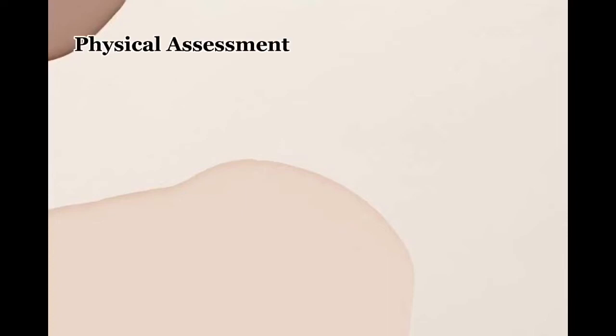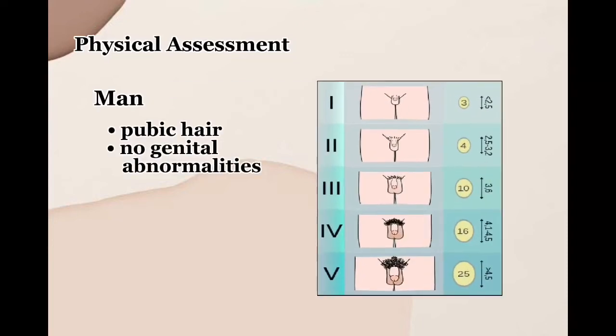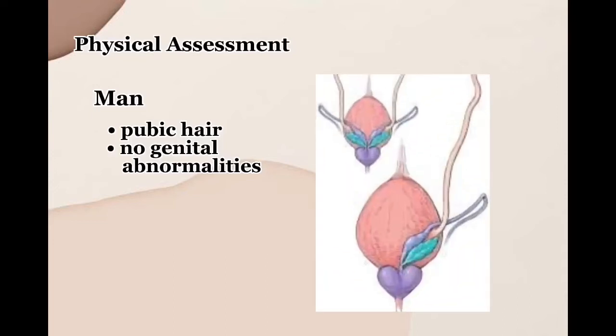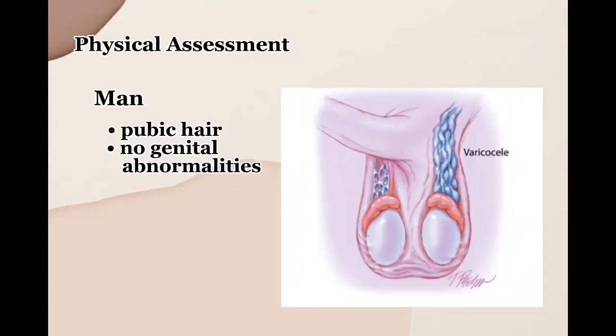Physical assessment. Both men and women need a complete physical examination. In men, pubic hair should be present because it reduces friction during sexual intercourse and it prevents dirt or bacteria from entering the genitals. And of course, there should be no genital abnormalities such as absence of vas deferens or the presence of varicocele.